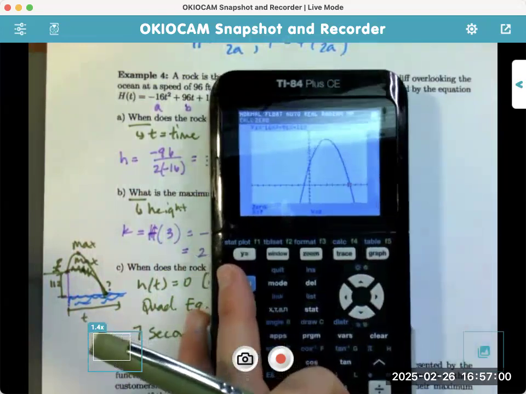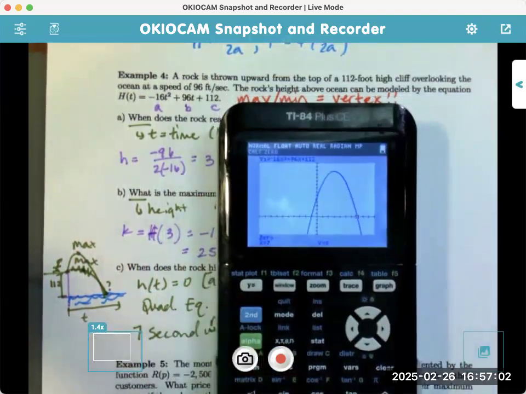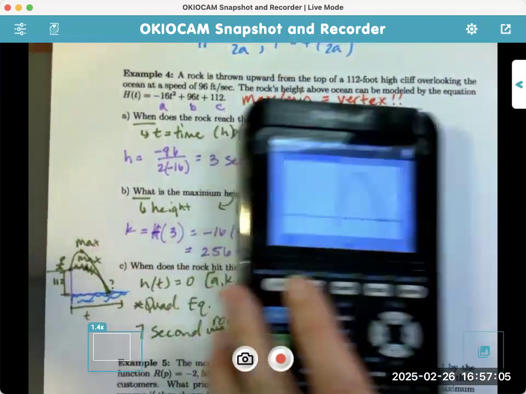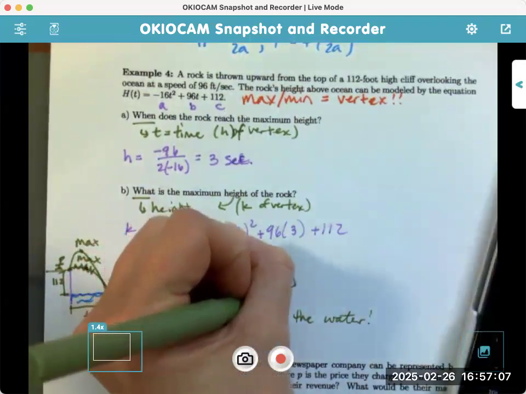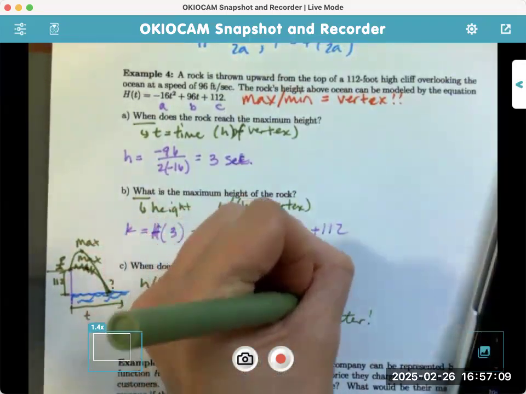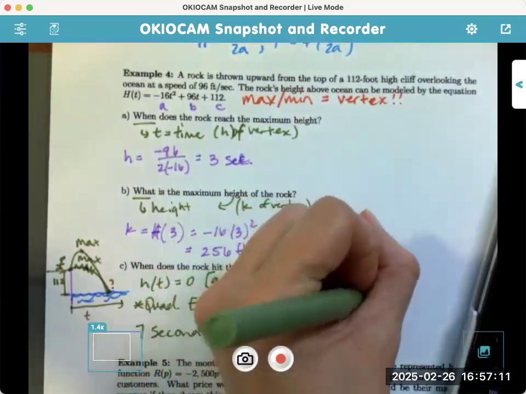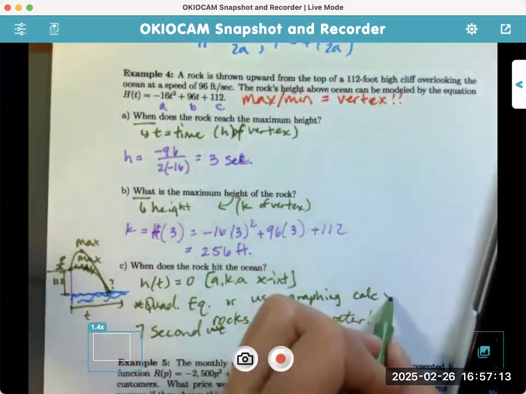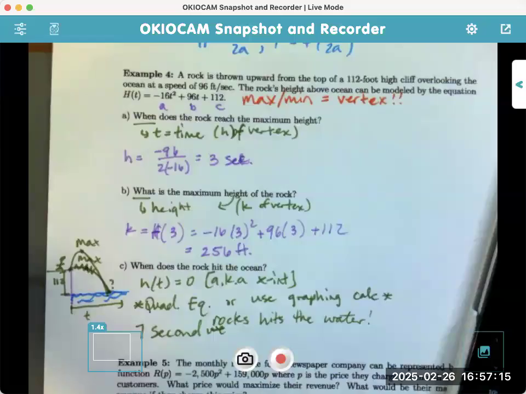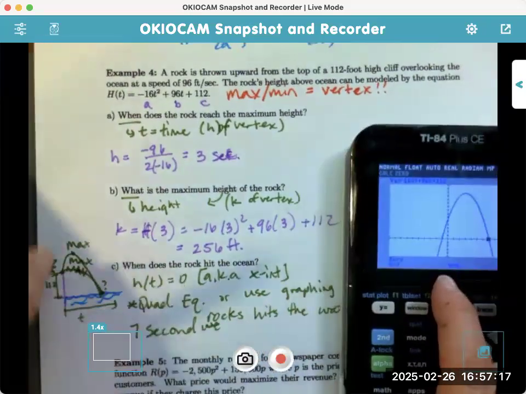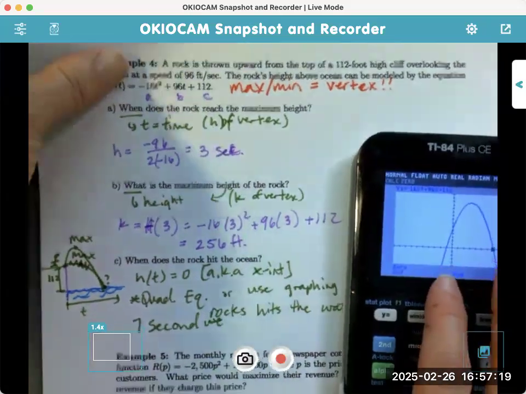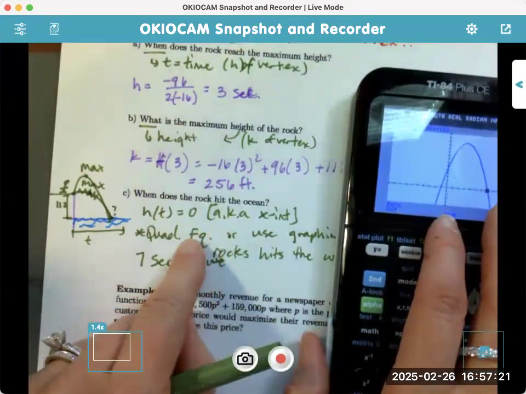Okay, that's one way to do it. Or you can do the quadratic equation. So you can do the quadratic equation or use a graphing calculator, right? If you have this, you paid a bunch of money, you should be able to use it. If you have a Casio version, same thing. If you don't have a graphing calculator, no big deal. Just do your quadratic equation.